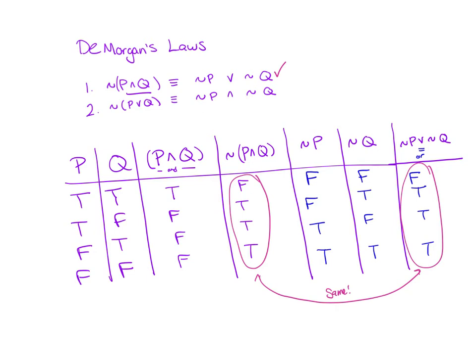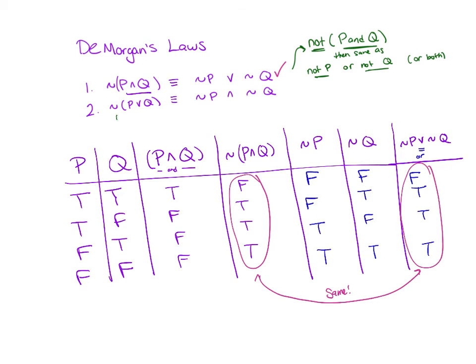Let's think about why this is true. All right, what is this first one saying? It's saying that if it's not P and Q, so if it's not the case that both P and Q are true, then that's the same as saying either not P or not Q, right? Or both, because our or in math always means or both. So if it's not the case that they're both true, then either one is not true or the other one is not true. Right, so that's what De Morgan's law is saying, and that makes sense.